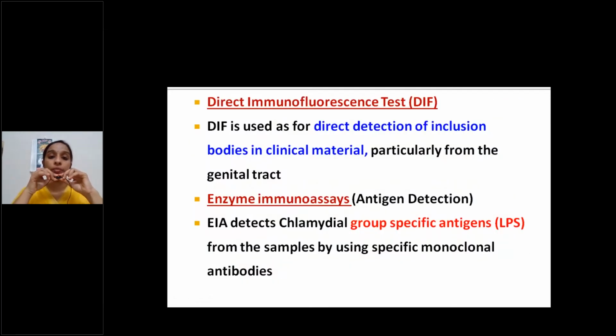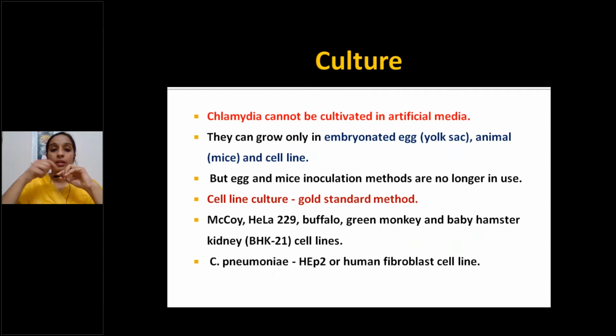Next, direct immunofluorescence test. It is used for the direct detection of inclusion bodies in clinical material, particularly from genital infections. Next, enzyme immunoassay is also available for antigen detection. By enzyme immunoassay we can detect the group-specific antigen, that is, the lipopolysaccharide antigen.